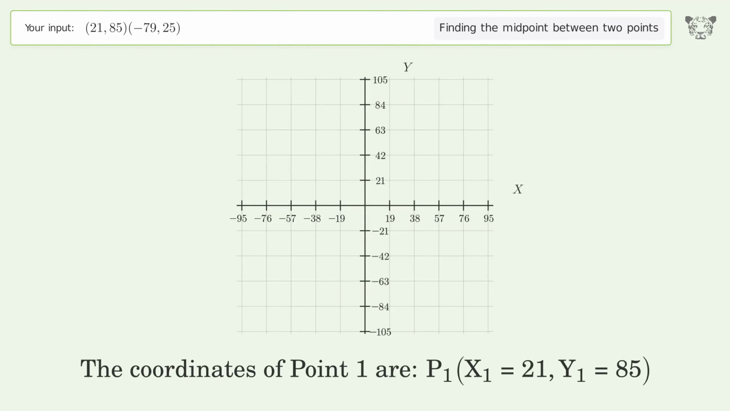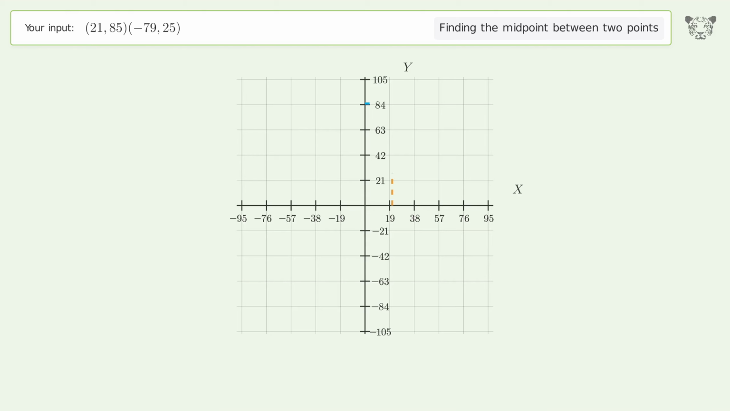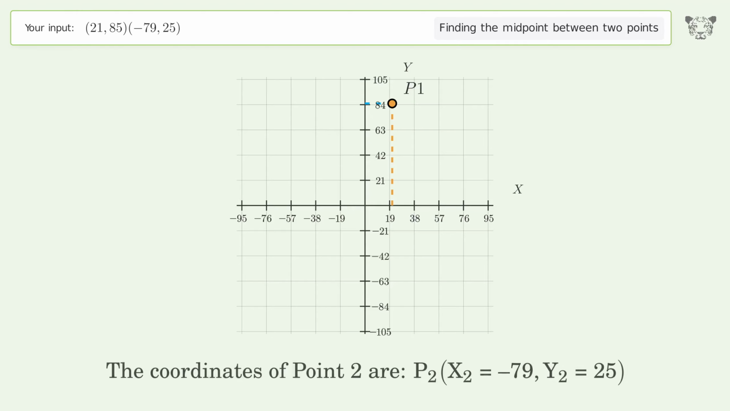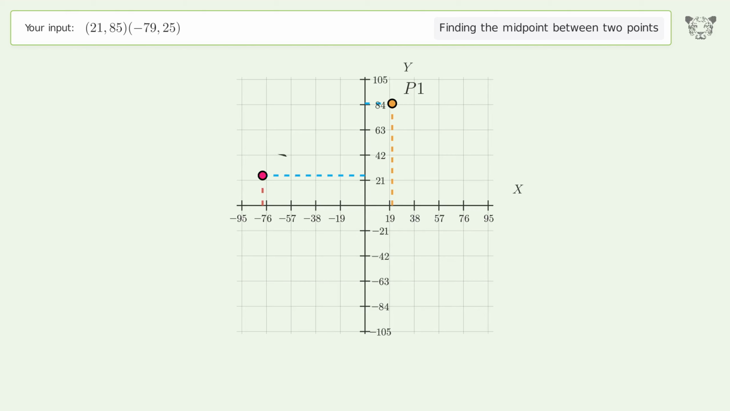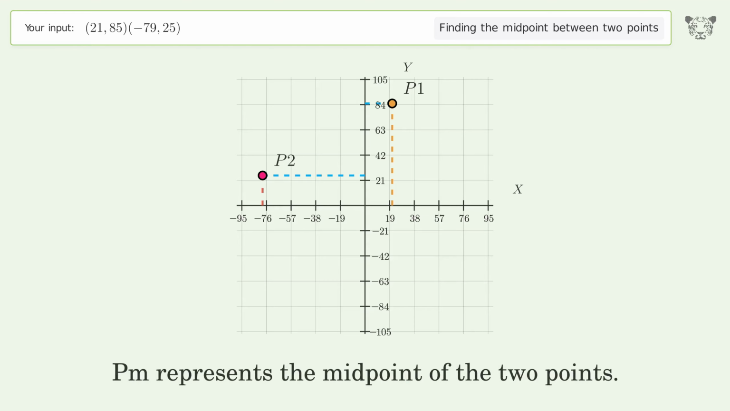The coordinates of point 1 are x1 equals 21, y1 equals 85. The coordinates of point 2 are x2 equals negative 79, y2 equals 25. PM represents the midpoint of the 2 points.